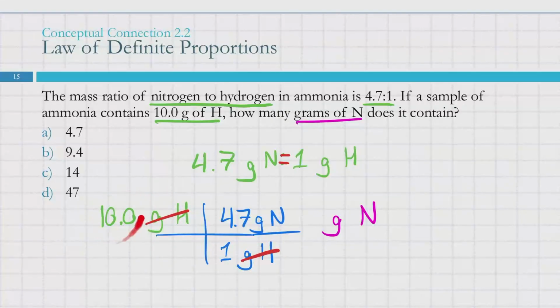So we'd put into our calculator 10 times 4.7, and we would get 47 grams of nitrogen, maybe with different number of significant figures, but the 4.7 that we have was 2. So 2 sig figs makes sense. We would just select D for our answer.